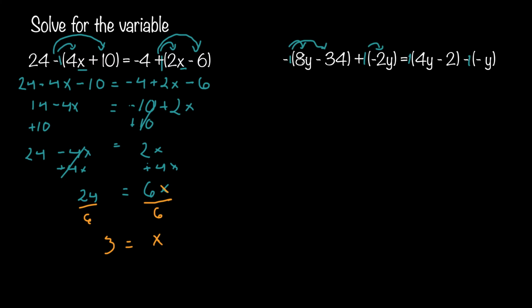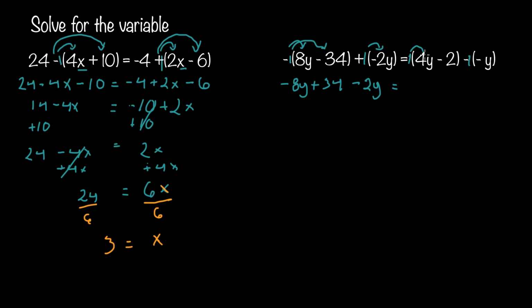So negative 1 times 8y. Well, a negative times a positive is negative, and then 1 times 8 is 8. So negative 8y. Now negative 1 times negative 34. Well, negative times negative is a positive, and 1 times 34 is 34. Now we have a positive 1 times negative 2y. Well, positive times negative is negative, and 1 times 2 is 2. So negative 2y.